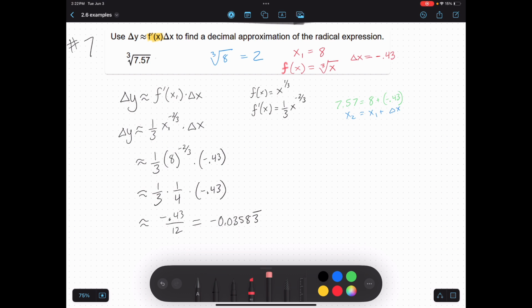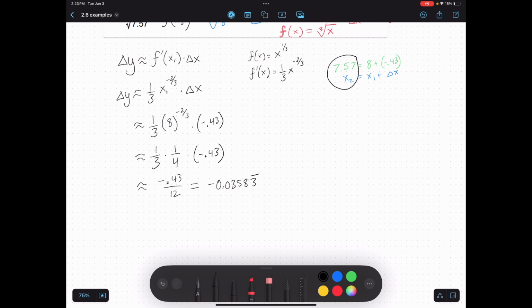Well, in order to understand this, we need to understand our notation a little bit more. We know what my function is. Function is cube root of x. We know what x1 is. We picked 8 because it was a perfect cube as my starting point. And we know what delta x is because that gave me my x2. 7.57 represented my x2. So this right here is really f of x2. That's what we're trying to figure out. We're trying to figure out my approximation for f of x2, the cube root at my new x value.